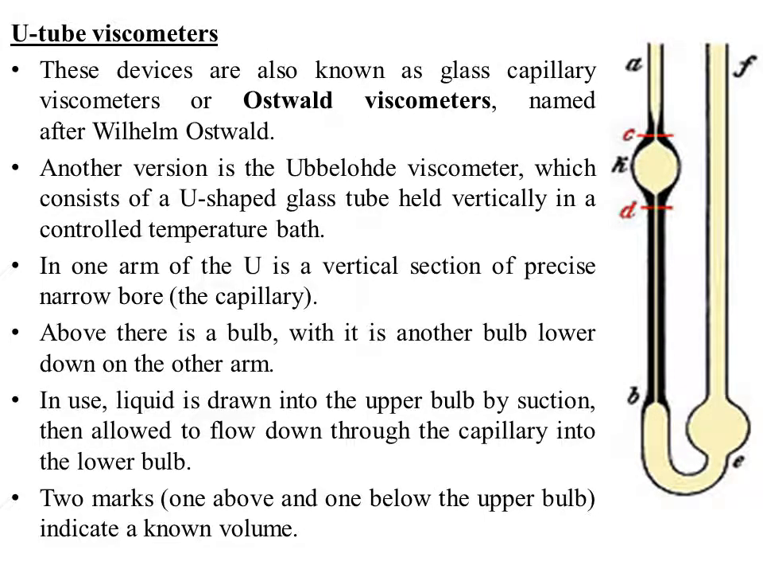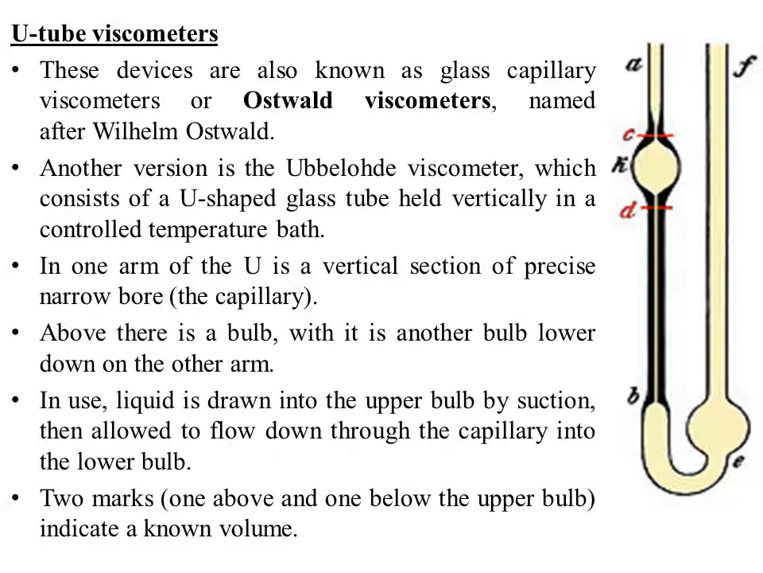Let us see different types of viscometers. One is the U-tube viscometer. These devices are also known as glass capillary viscometers or Ostwald viscometers, named after the scientist Wilhelm Ostwald. Another version is the Ubbelohde viscometer, which consists of a U-shaped glass tube held vertically in a controlled temperature bath. In one arm is a vertical section of precise narrow bore, that is the capillary. You can see here from B to D, it is a capillary tube. Above it there is a bulb, with another bulb lower down on the other arm.